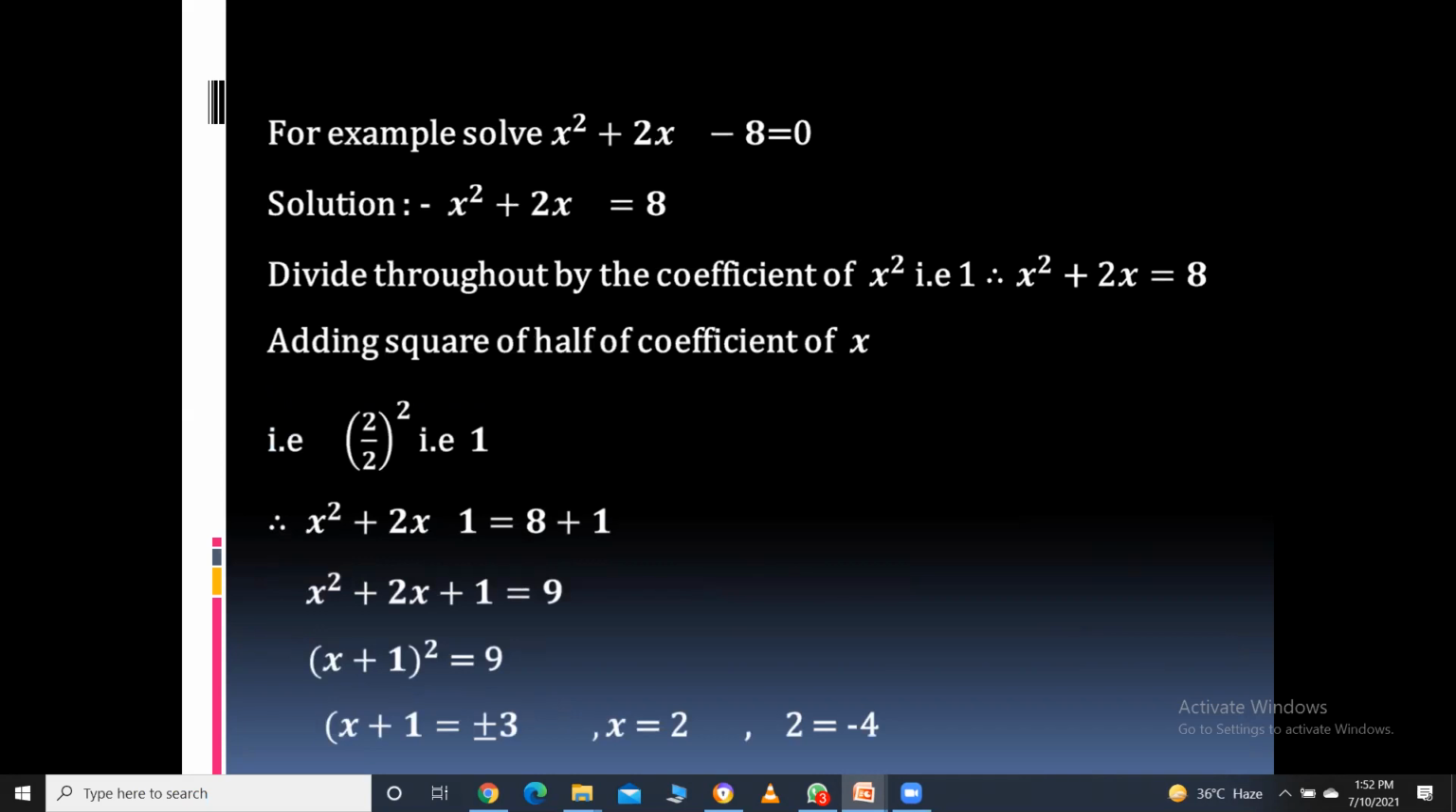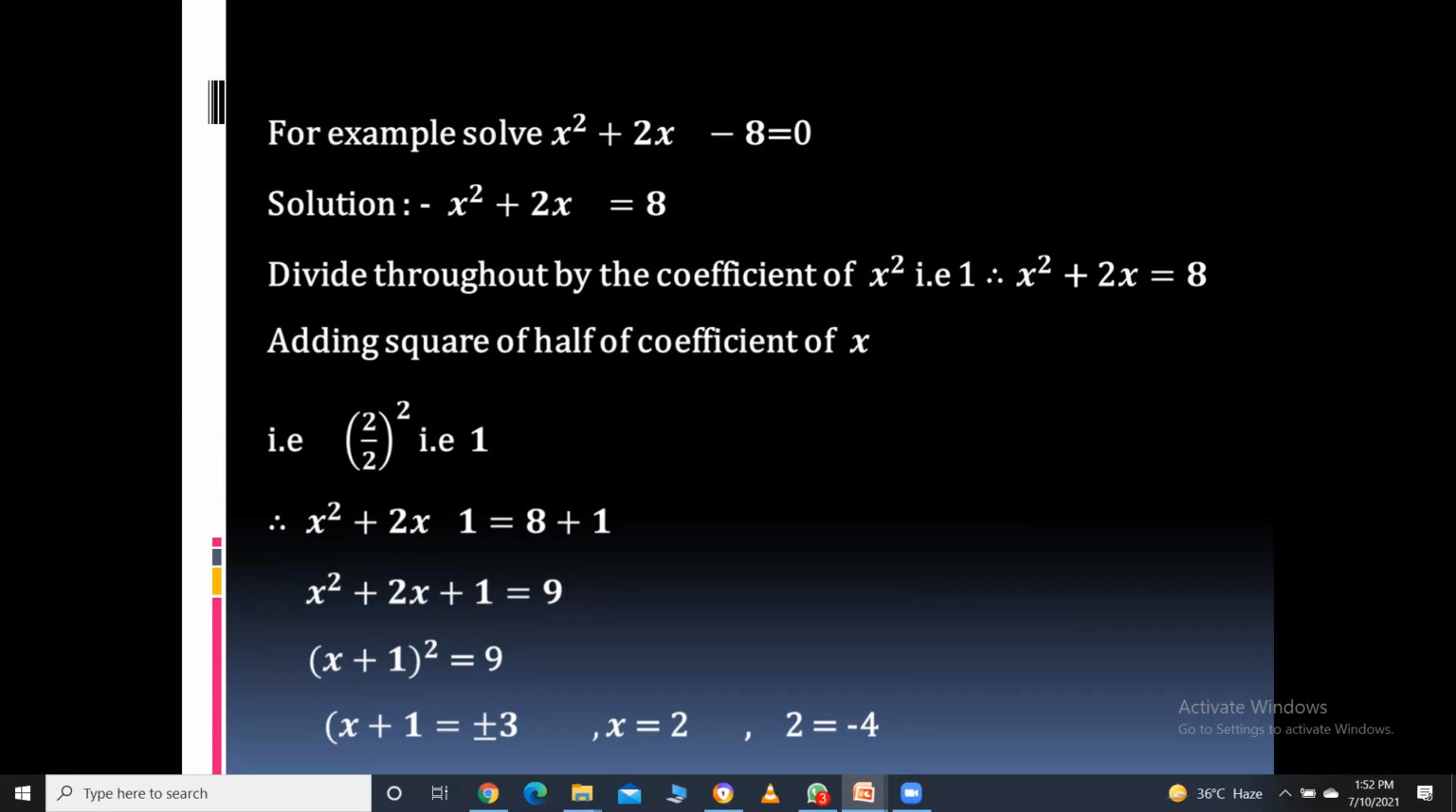Solving it through example. In the given example, x square plus 2x minus 8 equal to 0. So the solution: we are taking the constant terms on the right hand side while the variables on the left hand side. Therefore, the equation comes out to be x square plus 2x equal to 8. Now divide throughout by the coefficient of x square. The coefficient of x square is 1. Therefore, the equation is x square plus 2x is equal to 8.